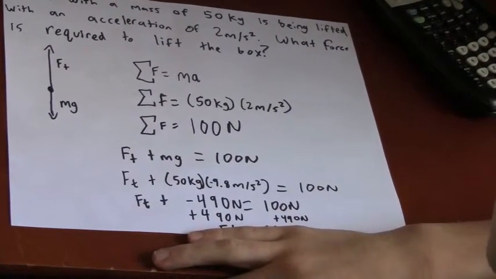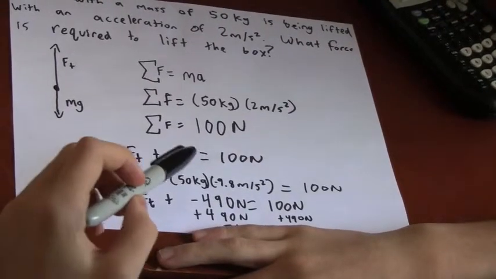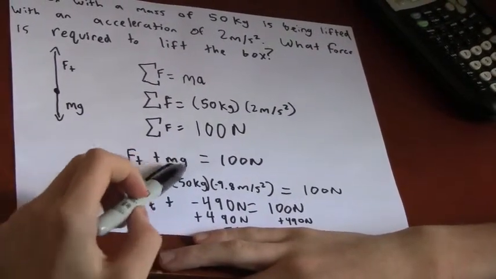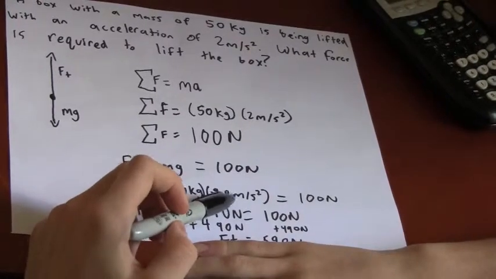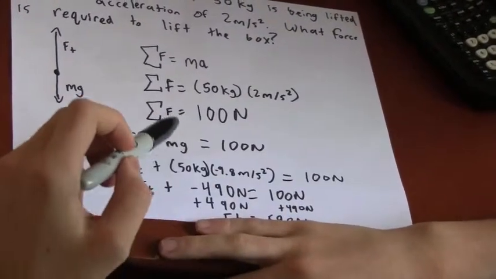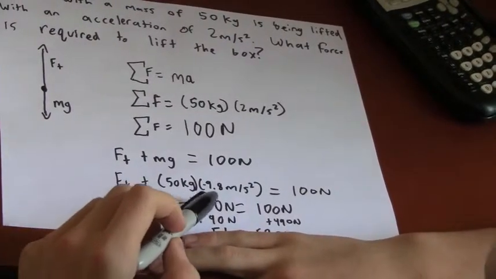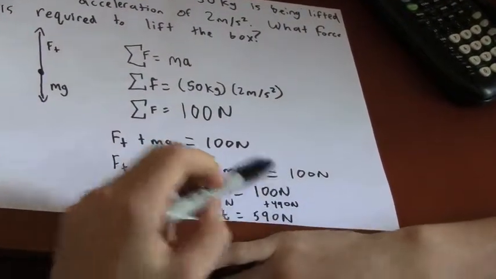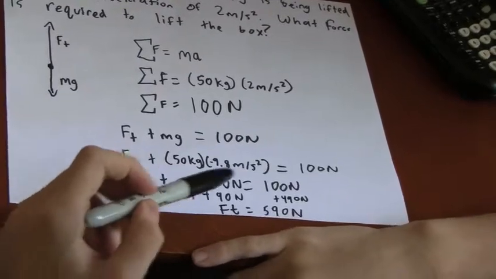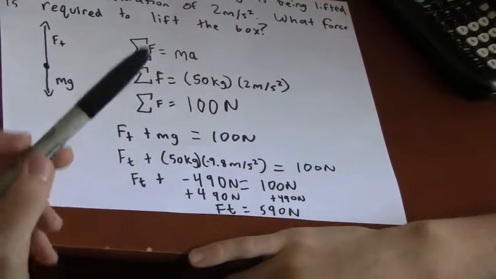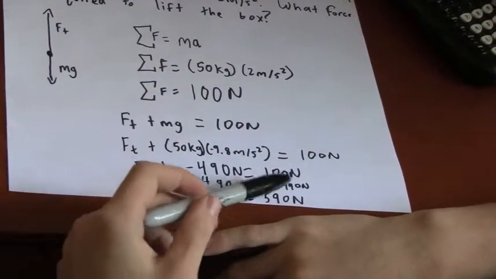We can solve for mg, however, and we can plug in the mass of 50 kilograms, and the acceleration due to gravity is always negative 9.8 meters per second squared on Earth. So when we multiply those two together, we get tension force plus negative 490 newtons equals 100 newtons. All we have to do is add 490 newtons to the other side and solve for the tension force. The tension force is equal to 590 newtons.